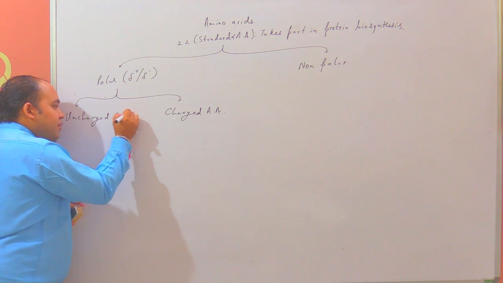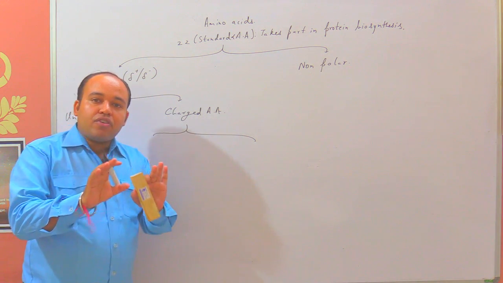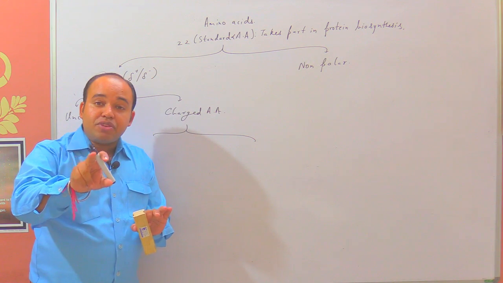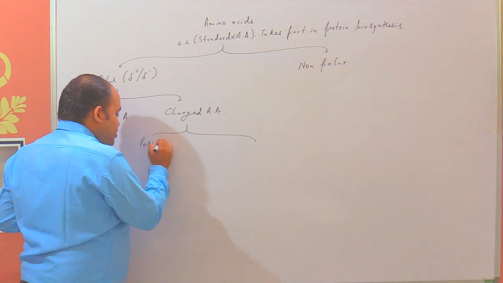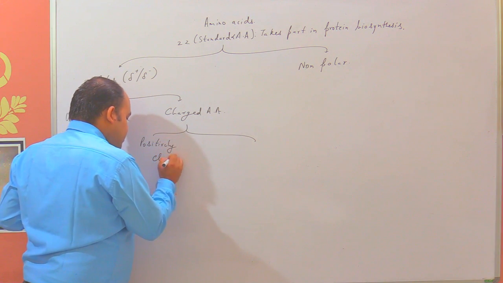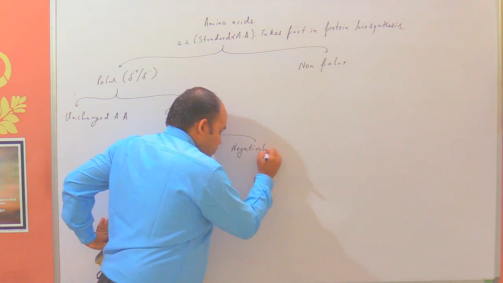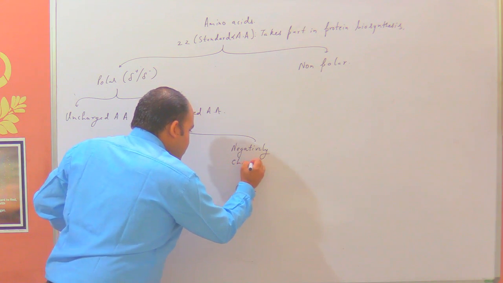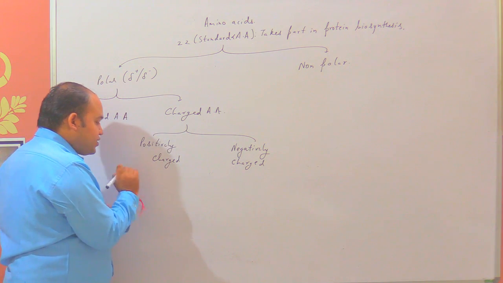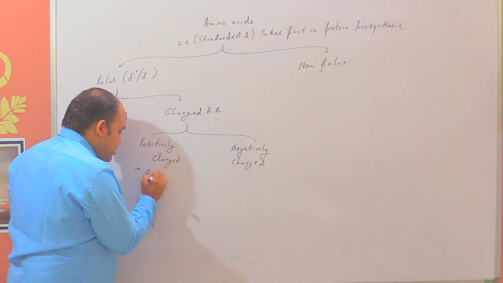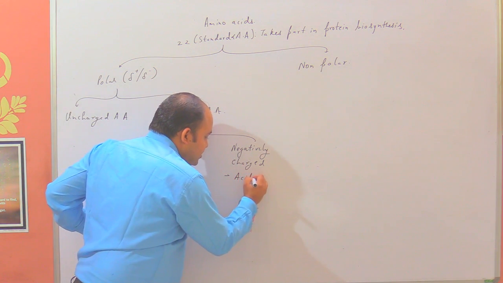Now the charged amino acids can be categorized into two different types, the positively charged amino acids and the negatively charged amino acids. The positively charged amino acids are the basic amino acids. The other type is said to be negatively charged. Positively charged amino acids include all basic amino acids, and negatively charged amino acids include all acidic amino acids.